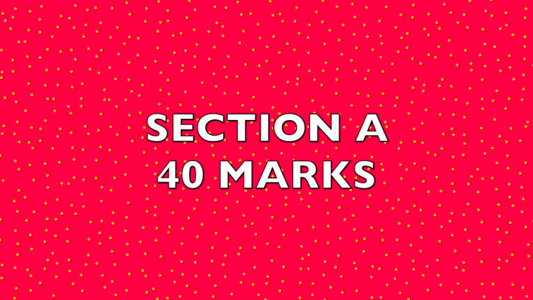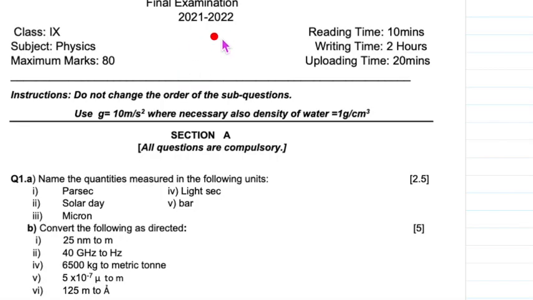Section A, which is of 40 marks. Like all the ICSE pre-board examinations, this paper will have section A, which will be of 40 marks and will have all questions in section A compulsory. Whereas in section B, you will have to solve 4 questions out of 6. And each question will be for 10 marks.